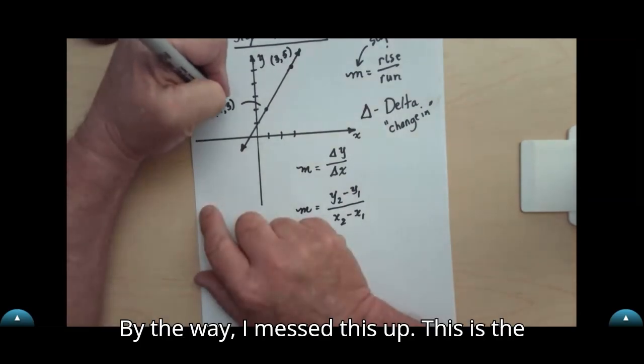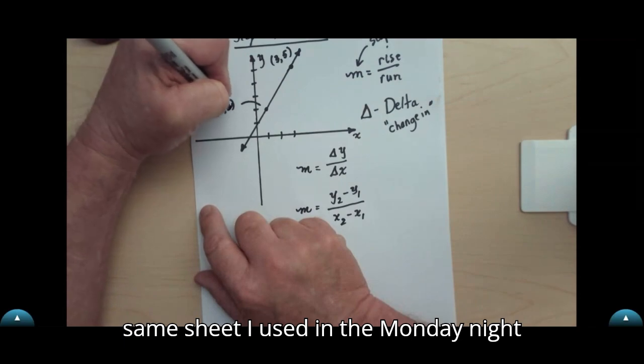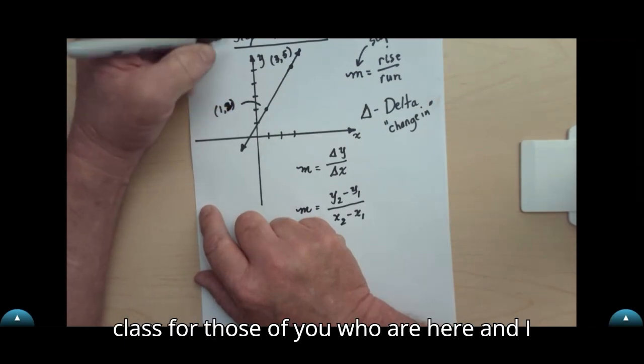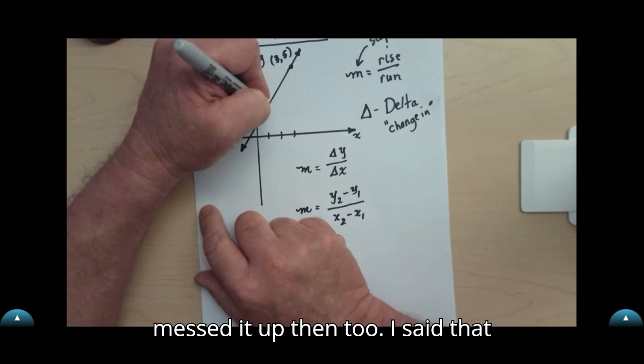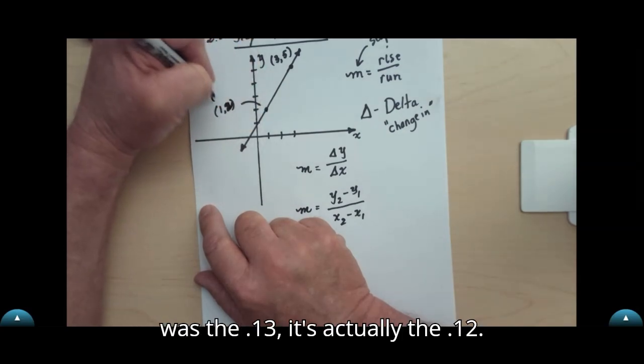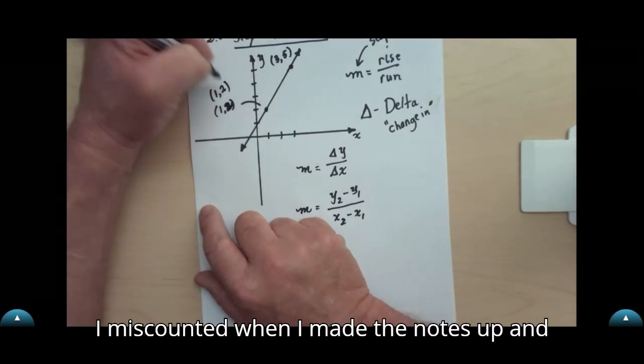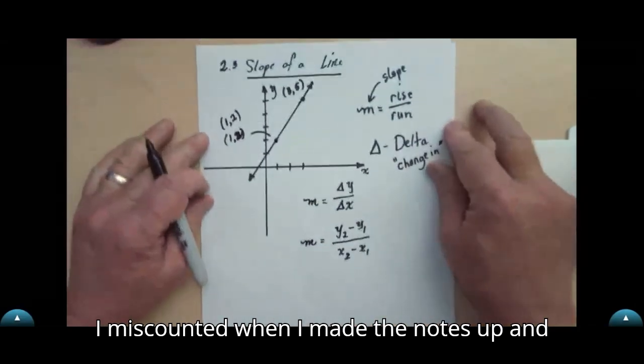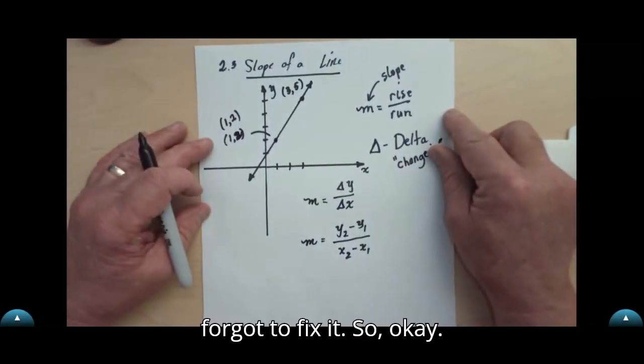By the way, I messed this up. This is the same sheet I used in the Monday night class for those of you who were here, and I messed it up then too. I said that was the point 1, 3. It's actually the point 1, 2. I miscounted when I made the notes up and forgot to fix it.